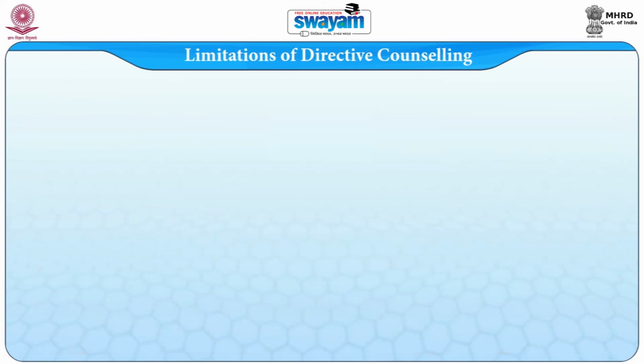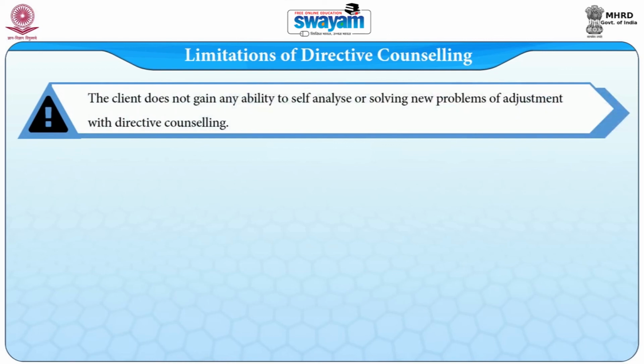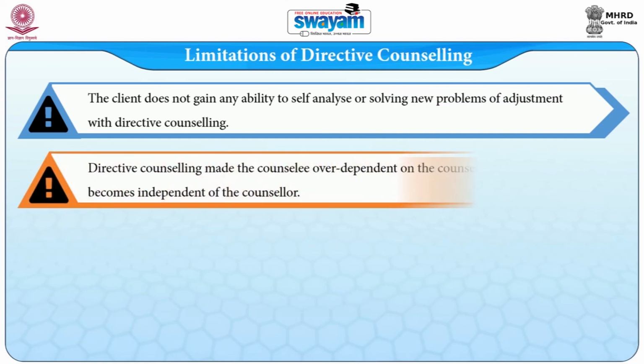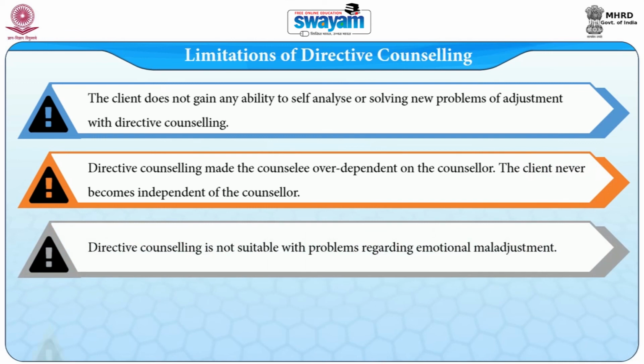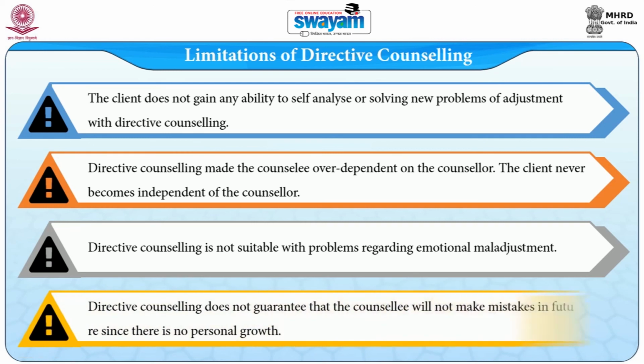Then what are the limitations of directive counseling? The first one is the client does not gain any ability to self-analyze or solve new problems of adjustment with directive counseling. Second, directive counseling makes the counselee over-dependent on the counselor. The client never becomes independent of the counselor. Third, directive counseling is not suitable for problems regarding emotional maladjustment. Fourth, directive counseling does not guarantee that the counselee will not make mistakes in the future since there is no personal growth.